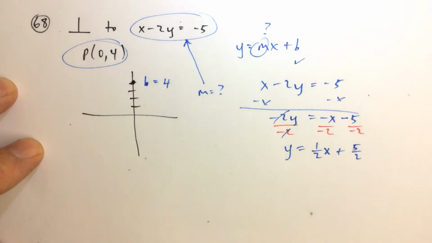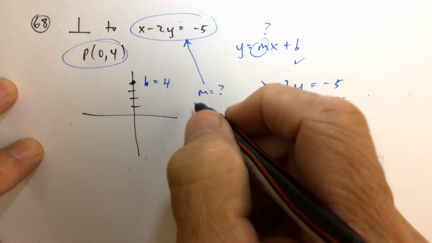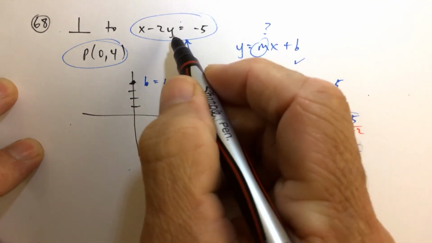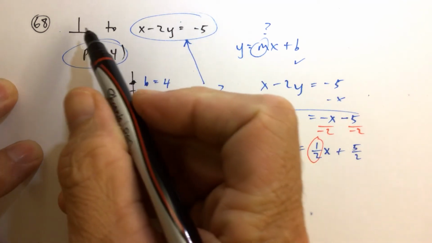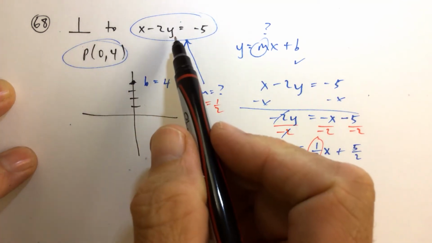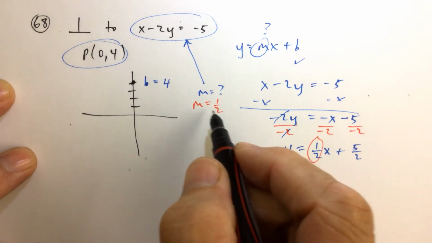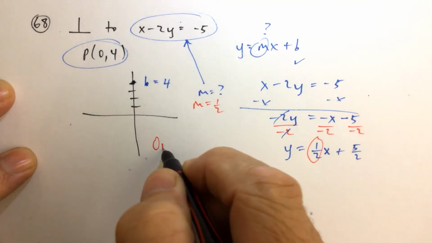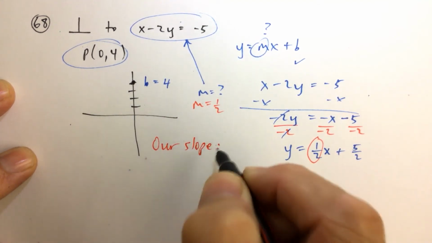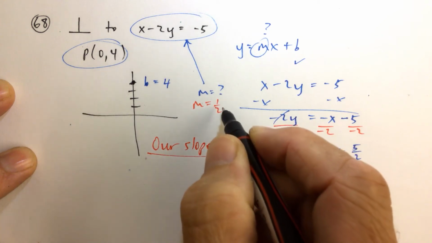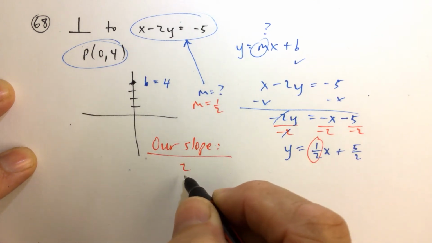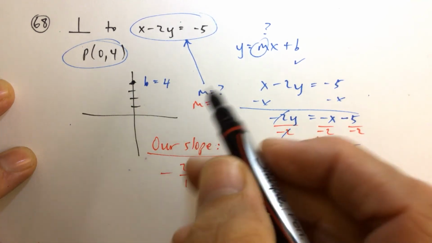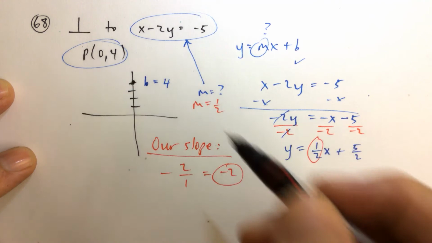So the slope of this line here, which we just looked at, is 1/2. So if the slope of this line is 1/2, and the line we're looking to come up with the equation for is perpendicular to that line, then our slope would be the negative reciprocal of that number. So we flip this fraction over, 2 over 1, put a minus sign in front of it, and we get negative 2. So the slope of our line that goes through this point is negative 2.